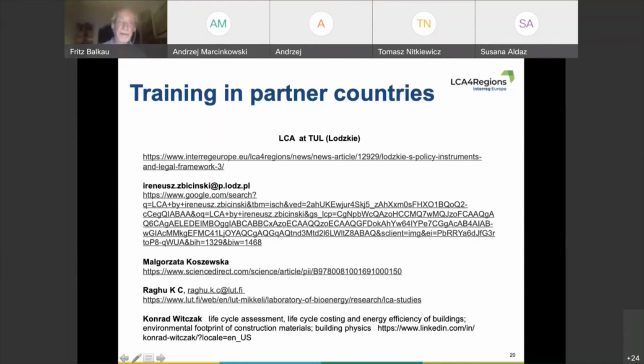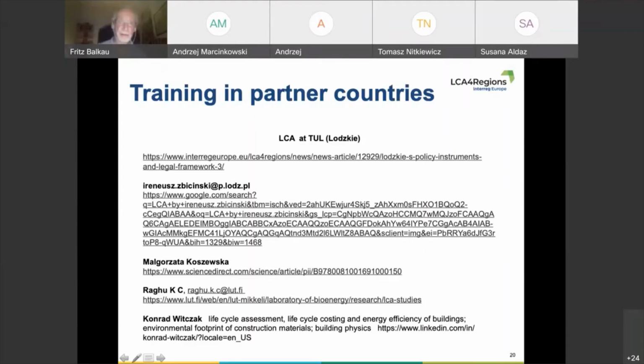Back to the LCA4Regions project and its partners. An important strand, an important objective of this project is learning from each other. This is the very fundamental basis of the Interreg projects, regions learning from each other.